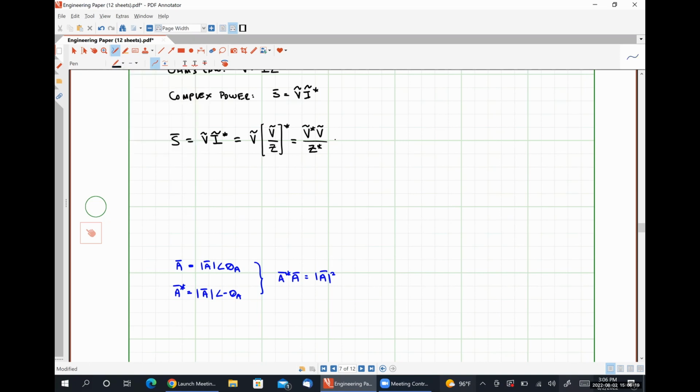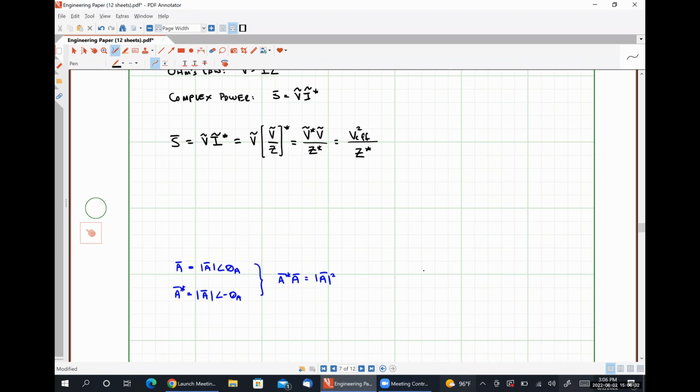So up here, that's just going to look like the effective value of the voltage squared divided by Z conjugate, meaning I don't even need to know the phase angle of the voltage in order to calculate the complex power absorbed by a particular impedance. If I just know the magnitude of the voltage drop across it as an effective value and the value of the impedance, that's all the information I need to calculate complex power.